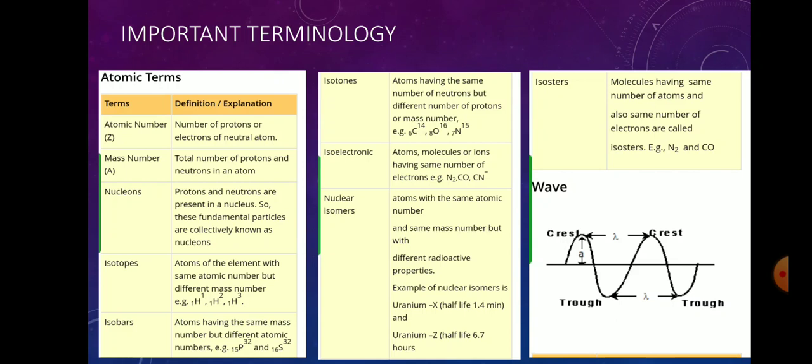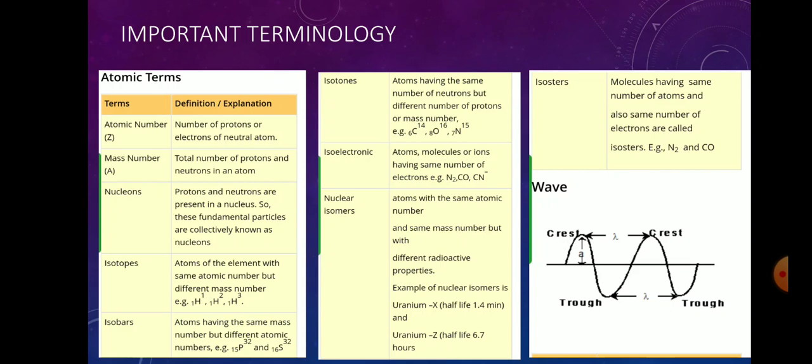Isotopes. Defined as atoms of the element with same atomic number but different mass number. Example, hydrogen with the atomic number 1, mass number 1. Hydrogen with atomic number 1, mass number 2. Hydrogen with atomic number 1, mass number 3.